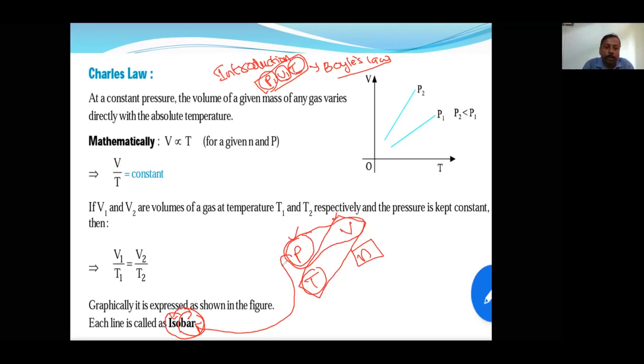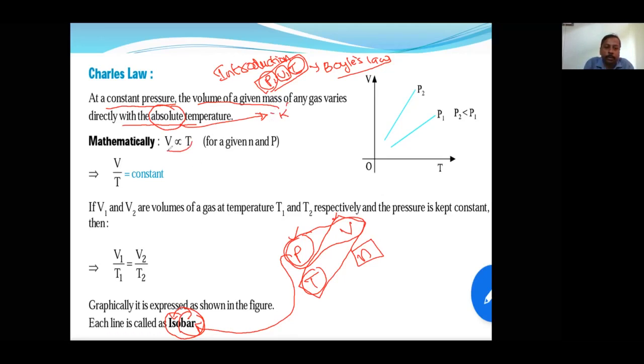Now, according to the isobar, what is the relation? For a given mass of gas at constant pressure, volume of any gas varies directly with absolute temperature. This is not a word which is used casually. Absolute temperature, we have already understood the meaning of the word absolute. It is the temperature in Kelvin.